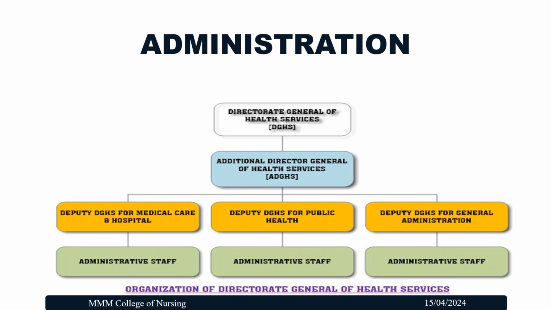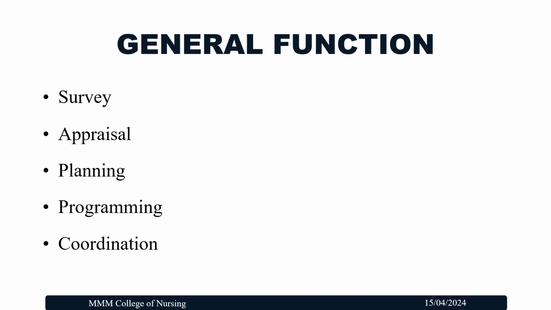This is the organogram of the Directorate General of Health Services. The general functions of DGHS are survey, appraisal, planning, programming and coordination of national health programs and related policies.